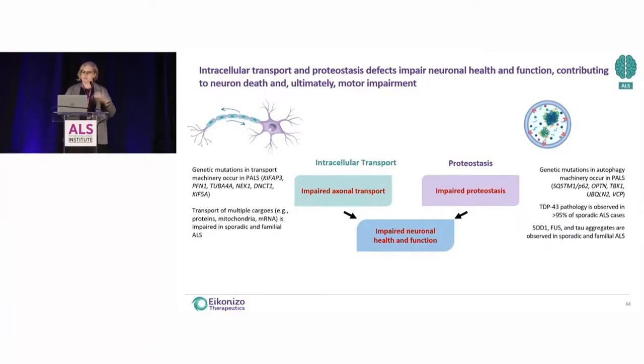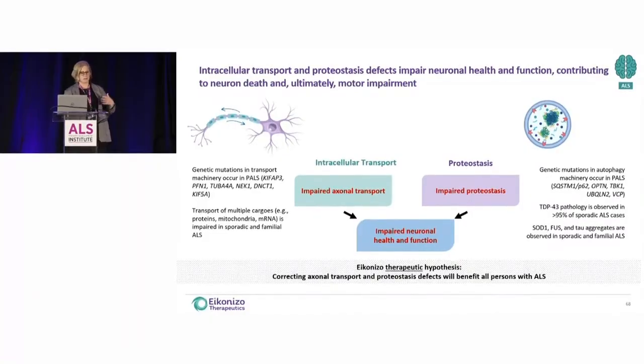The same is true for many genes encoding autophagy machinery, and as you're all well aware, there's TDP43 pathology in more than 95% of sporadic ALS. There are also aggregates of SOD1, FUS, and tau. That's observed in both sporadic and familial ALS. And we think that these defects in intracellular transport and proteostasis in ALS in particular lead to impaired neuronal health and function. And our therapeutic hypothesis is that by correcting these axonal transport and proteostasis defects, we can bring benefit to all persons with ALS.